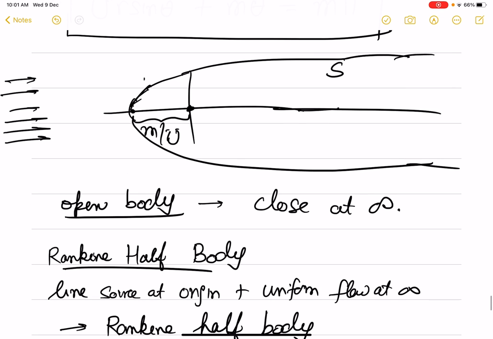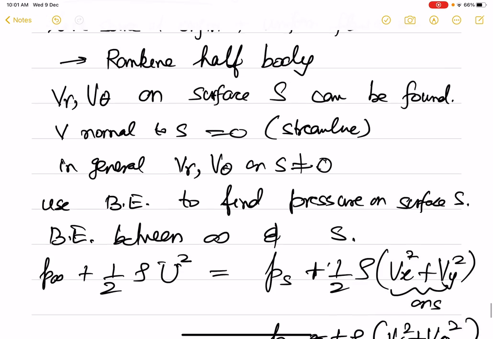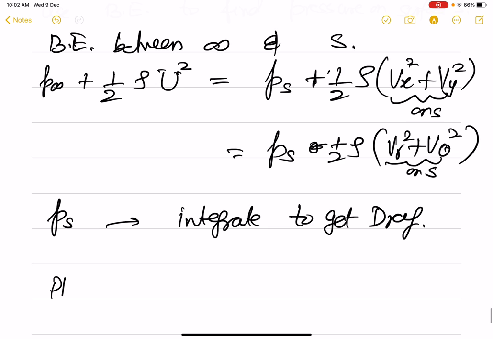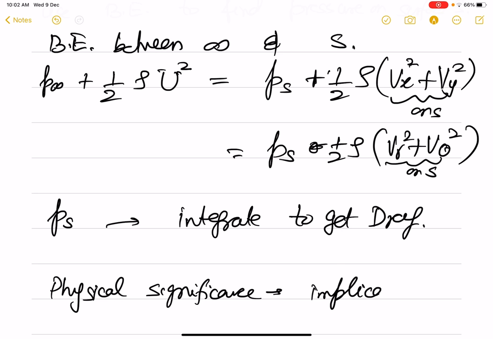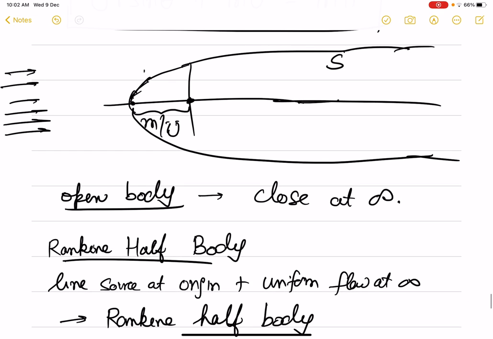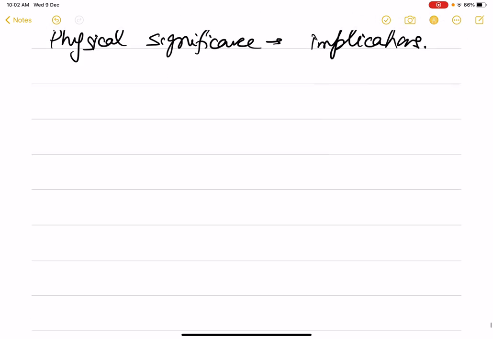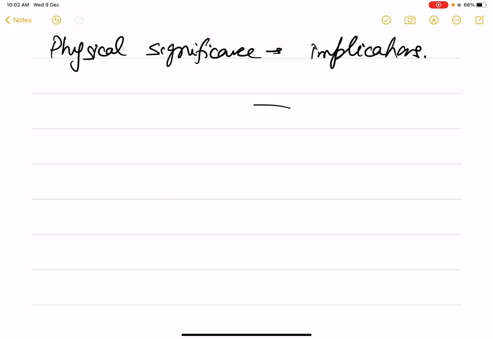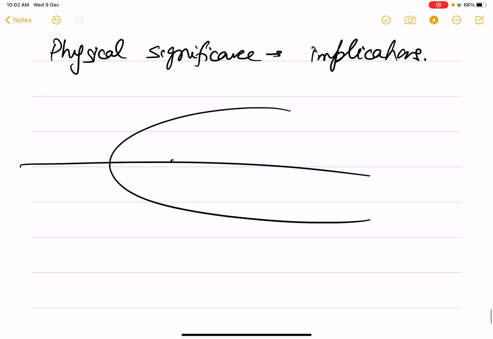Now, is there any physical significance of this flow, or any implications in real life? Where could this happen? Let me draw this again. So this is how this flow was. Suppose we have a river which is flowing.